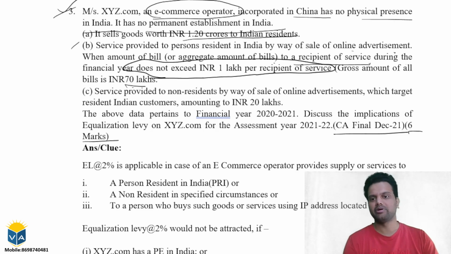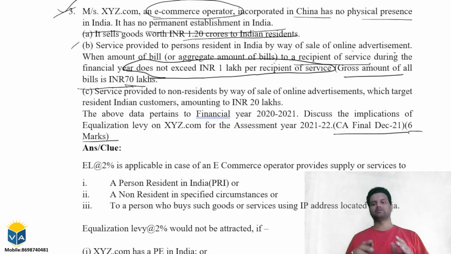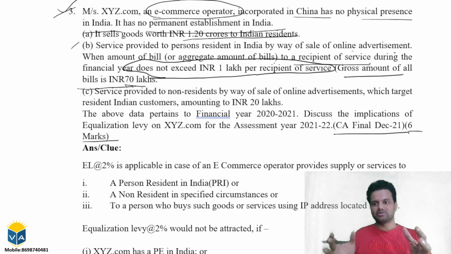This is a very important point. However, the gross amount of all bills is 70 lakhs. Simply, xyz.com is providing online advertisement services also. The total billing for the financial year is 70 lakhs. But per customer, the amount of billing doesn't exceed 1 lakh per recipient of service. So what does it mean? Per recipient of service, the amount of billing is either 90,000, 80,000 or even 1 lakh. It has not crossed the 1 lakh. But the total amount is 70 lakhs. Total of all of those customers, if I add it for the whole financial year, the total amount is 70 lakhs. This is what it says.